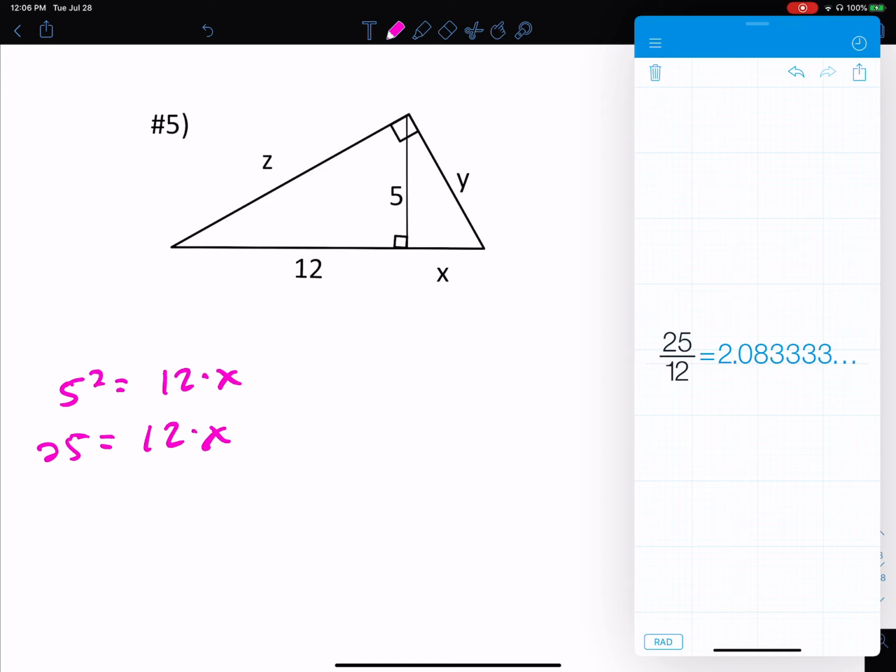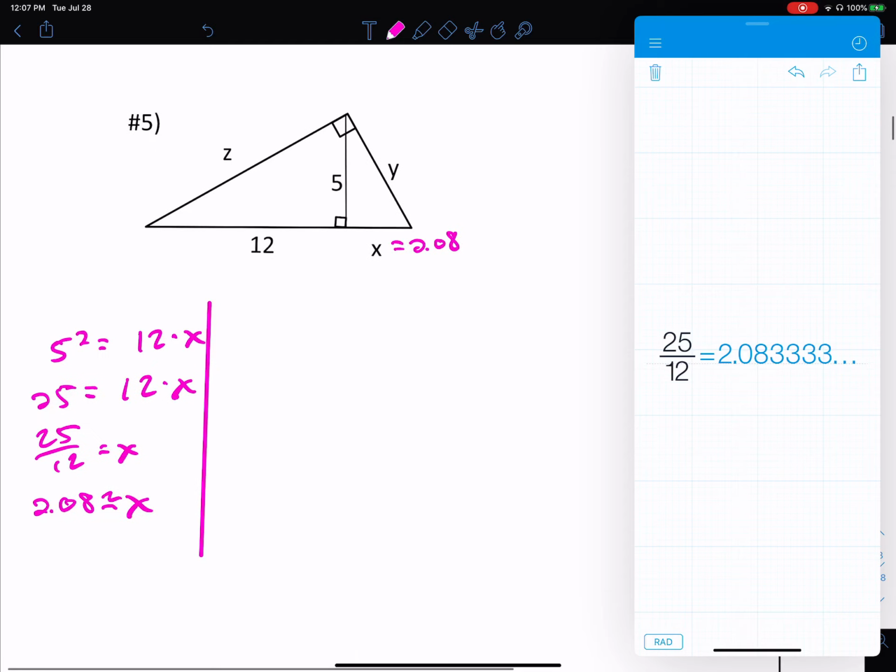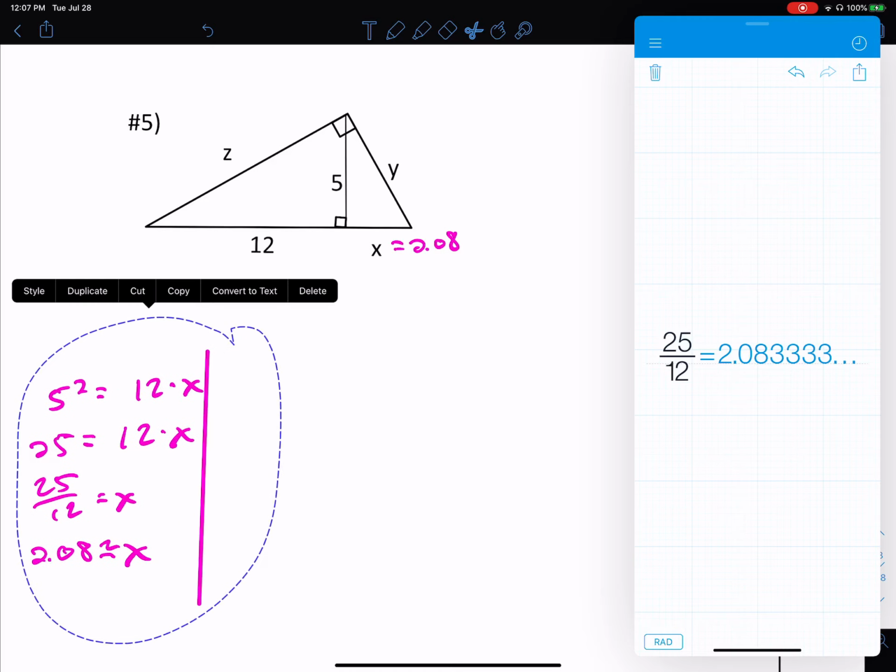These particular problems are a pain. So we're going to divide both sides by 12. We're going to round this answer as much as that hurts my soul. So we're going to say x is about 2.08. Why does it hurt my soul to round this? If we use this 2.08 to find other answers, those other answers are going to be slightly wrong. That's why. It's rounding errors.